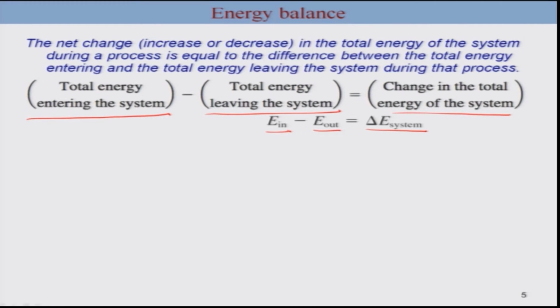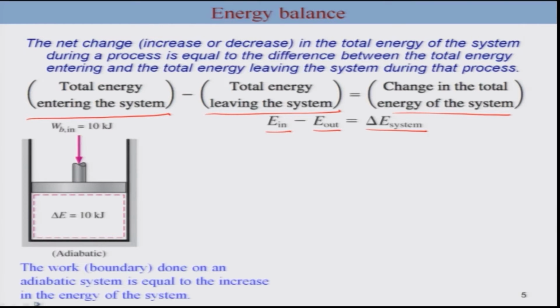What is the energy of the system? This is something which we will describe in more detail. You can use this expression to find delta E of the system for the case of an adiabatic system, where the Q in or Q out is 0, and the change in energy, delta E of system, should be E in. In this case, what is E in?